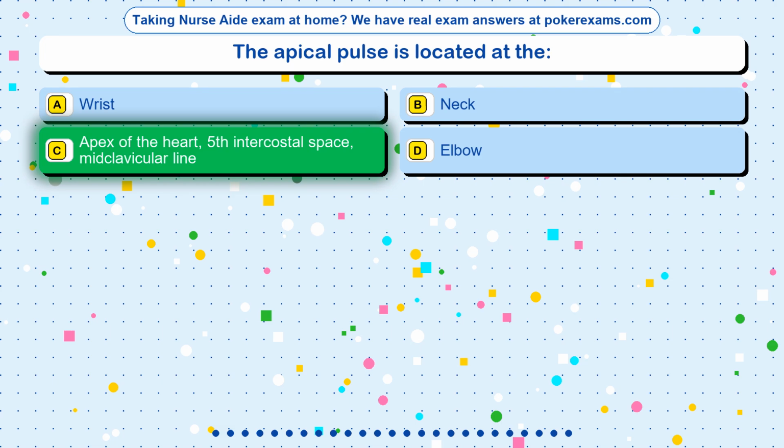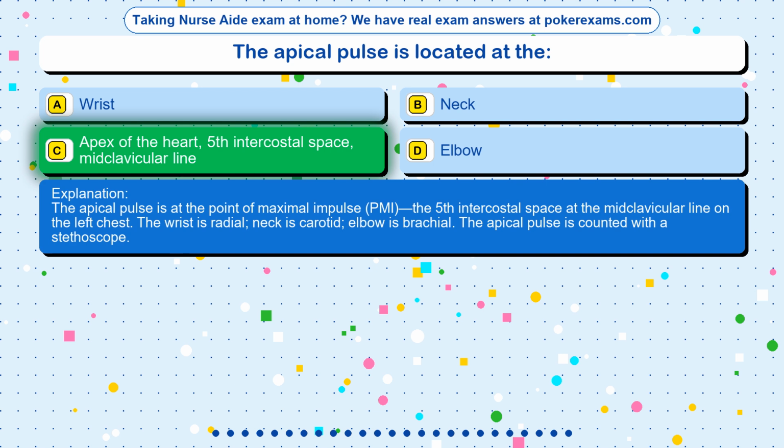The correct answer is option C, apex of the heart, fifth intercostal space, midclavicular line. The apical pulse is at the point of maximal impulse, PMI, the fifth intercostal space at the midclavicular line on the left chest. The wrist is radial, neck is carotid, elbow is brachial. The apical pulse is counted with a stethoscope.